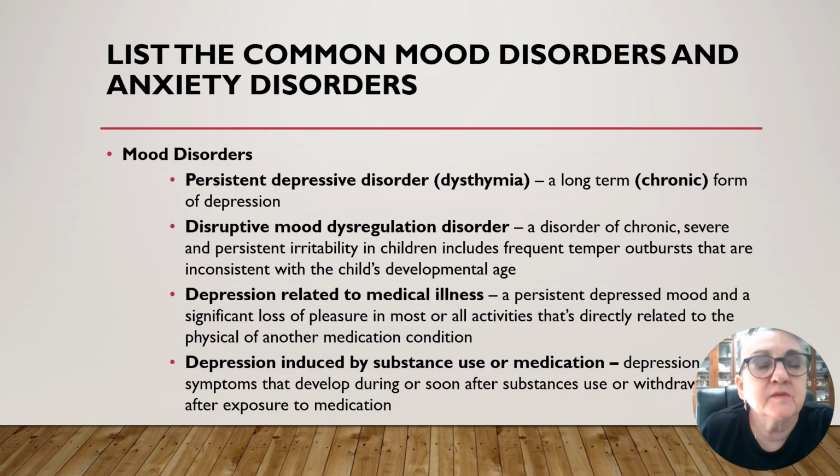This slide depicts more mood disorders. Persistent depressive disorder, dysthymia, is a long-term chronic form of depression. Disruptive mood dysregulation disorder is a disorder of chronic, severe, and persistent irritability in children. It includes frequent temper outbursts that are inconsistent with the child's developmental age. Depression related to medical illness. This is a persistent depressed mood and significant loss of pleasure in most or all activities that are directly related to physical or another medical condition.